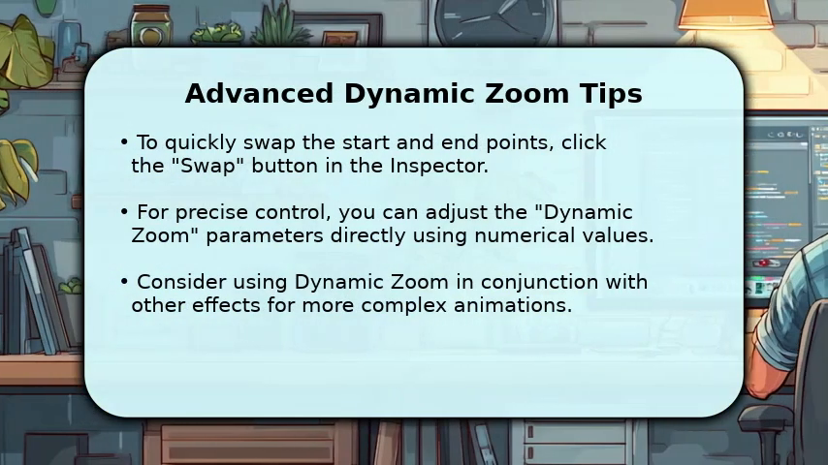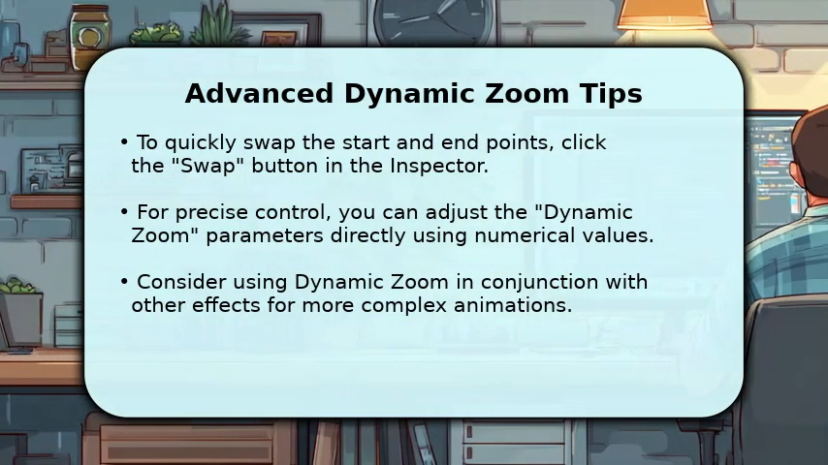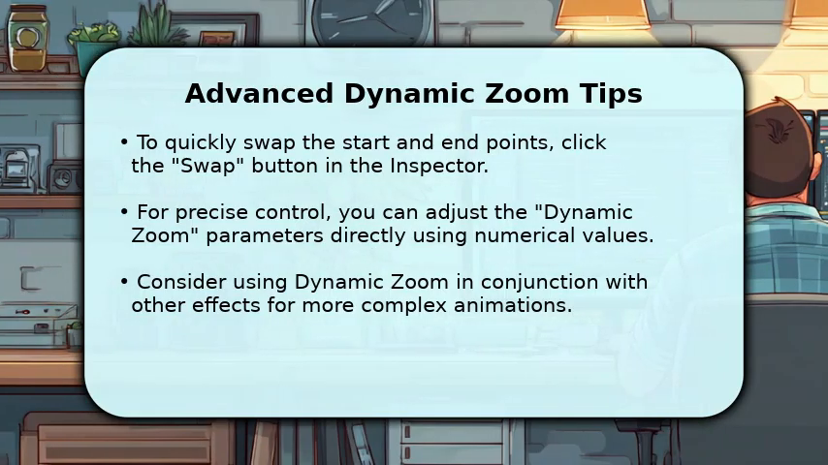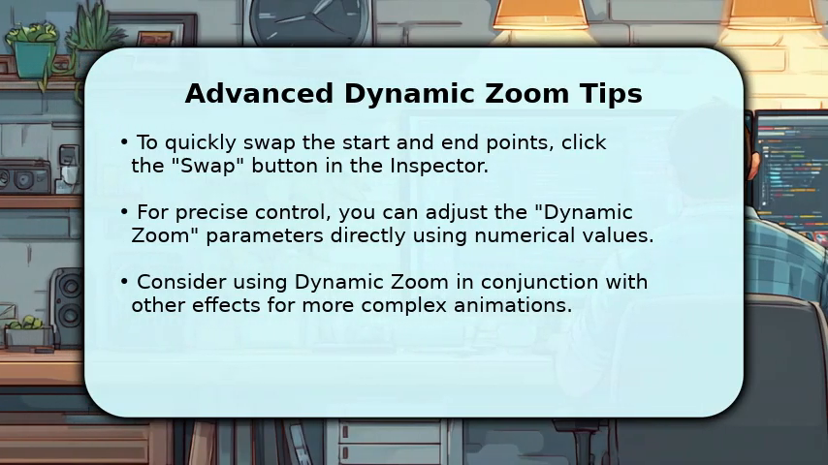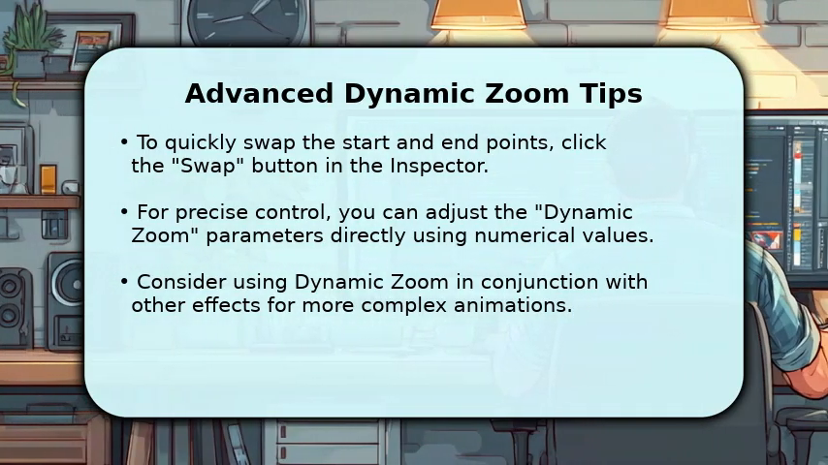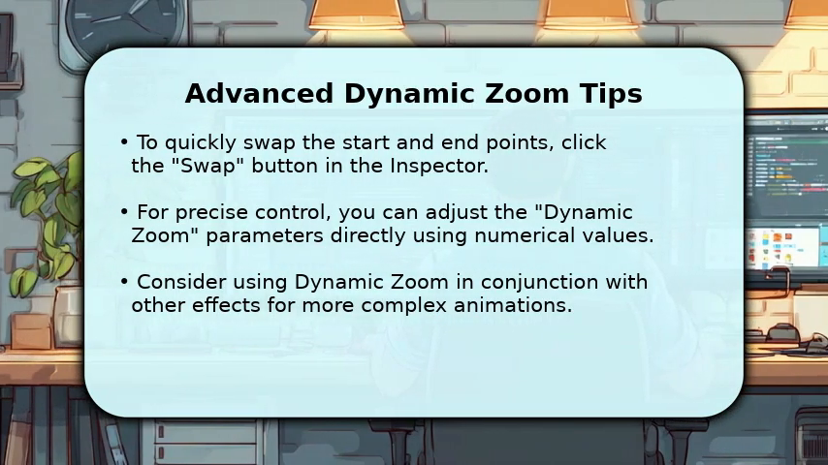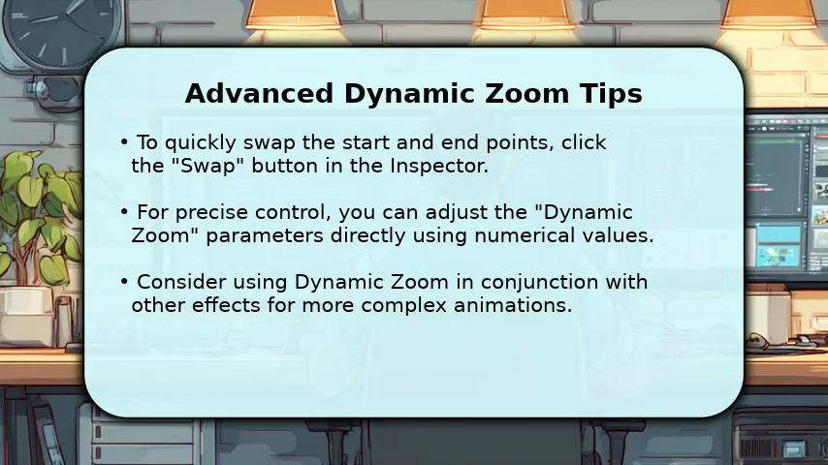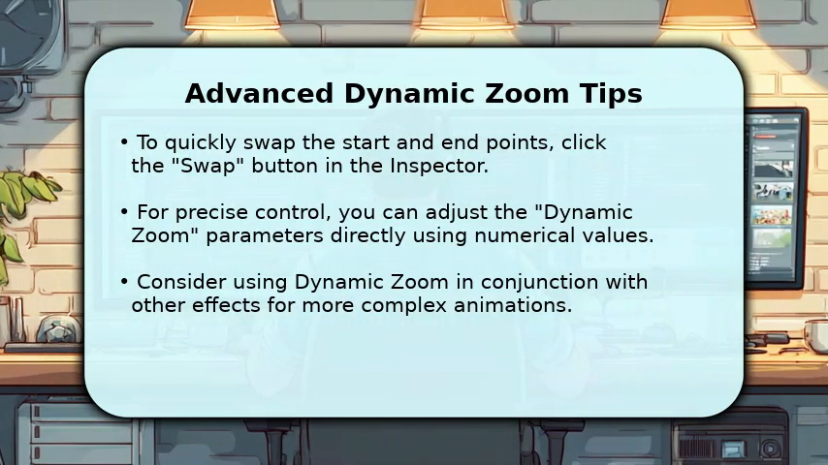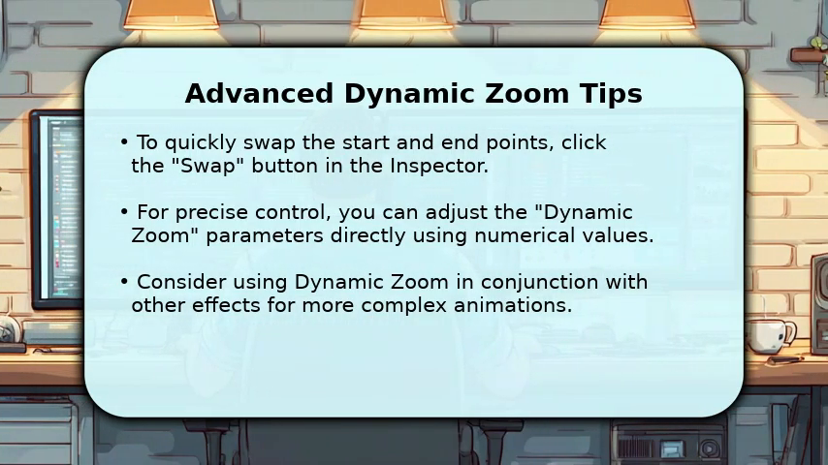For more advanced control, you can quickly swap the start and end points of your dynamic zoom by clicking the swap button in the inspector. This is handy for reversing a zoom direction instantly. Additionally, for extremely precise adjustments, you can directly input numerical values into the dynamic zoom parameters.